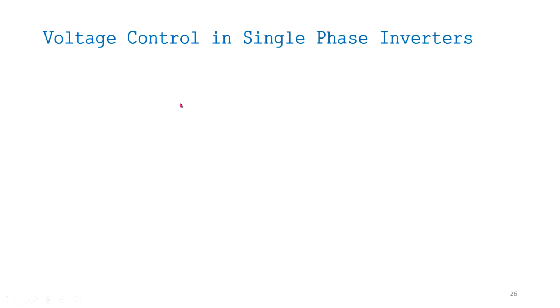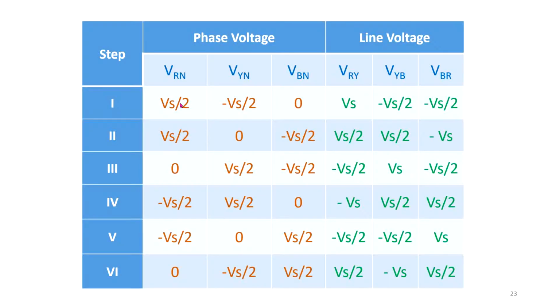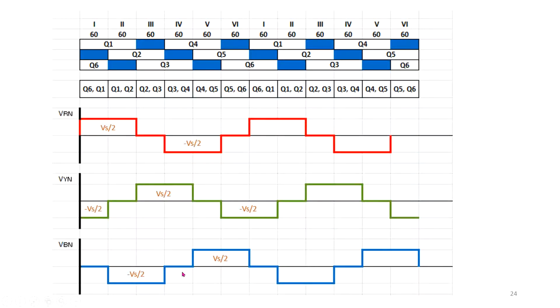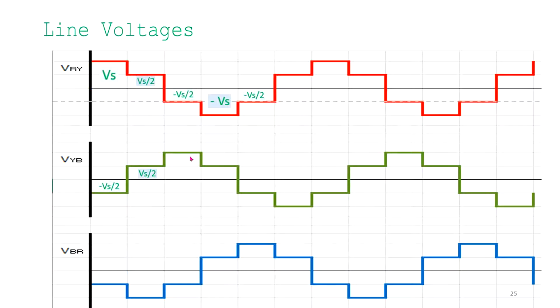Okay, sorry, I have overstepped. Minus Vs by 2, minus Vs by 2, and Vn is 0. Vn is 0, Vs by 2, and minus. In this way, you can construct the phase voltages. Okay, so does the next point.